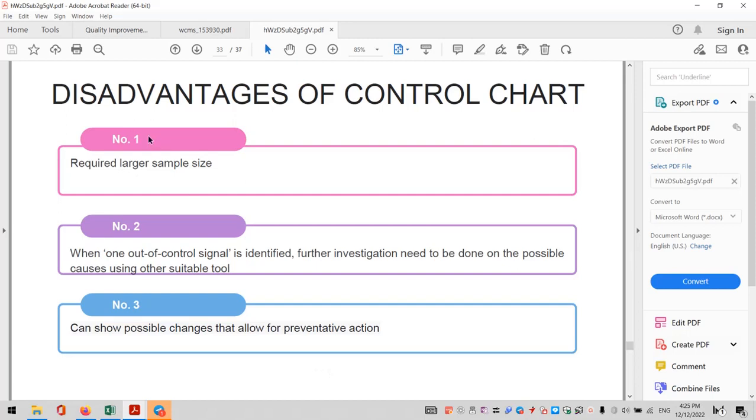And then for the disadvantages of the control chart, it requires a larger sample size, and if one out of control signal is identified, further investigation needs to be done on the possible causes using other suitable tools, and it can show possible changes that allow for preventative action.